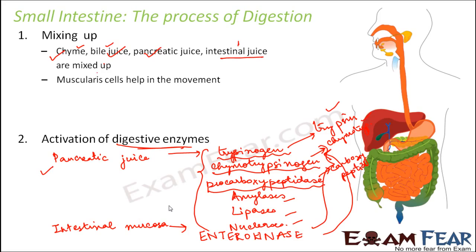Okay, so now we will see the third step, which is the most important step, where I'll show you the chemical reactions which take place, where the food particles or the complex substances are actually broken down into the simplest form.